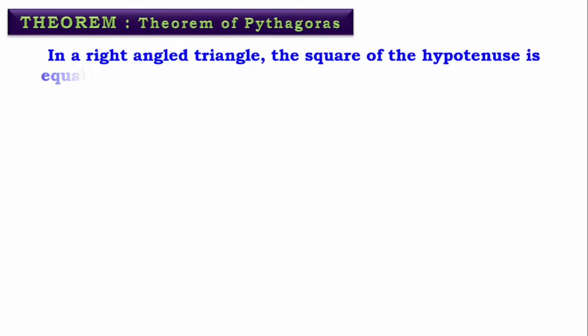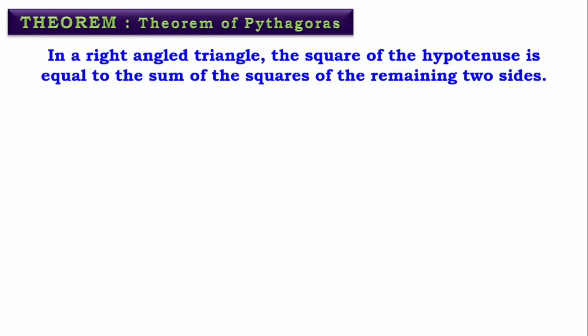So let's start this. Let us read the statement. In a right angle triangle, the square of the hypotenuse is equal to the sum of the square of the remaining two sides. So let us understand the statement with the help of a figure.